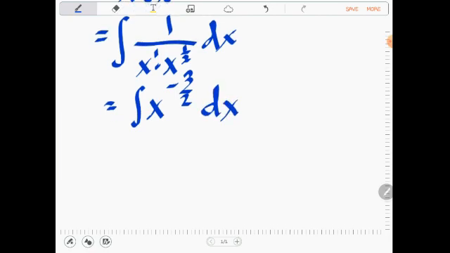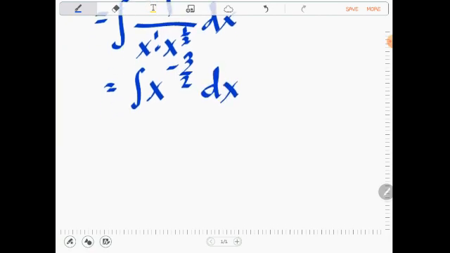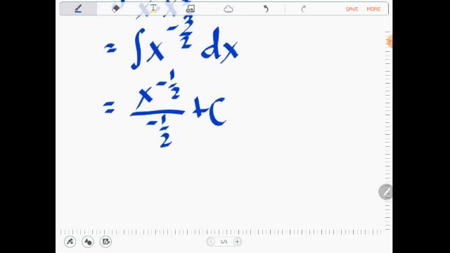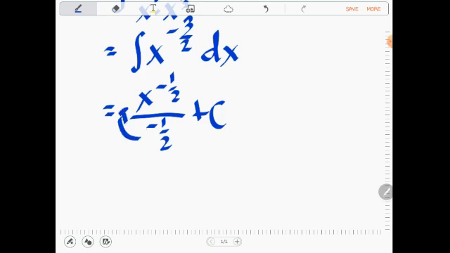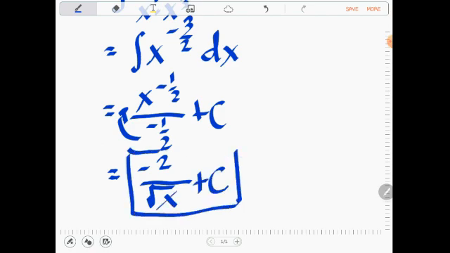Then, integrate natin siya. So, this should be equals to x raised to negative 1 half all over negative 1 half plus the arbitrary constant c. Pwede natin itong i-reciprocal dito. So, this would be negative 2 all over square root of x plus the arbitrary constant c. Okay?